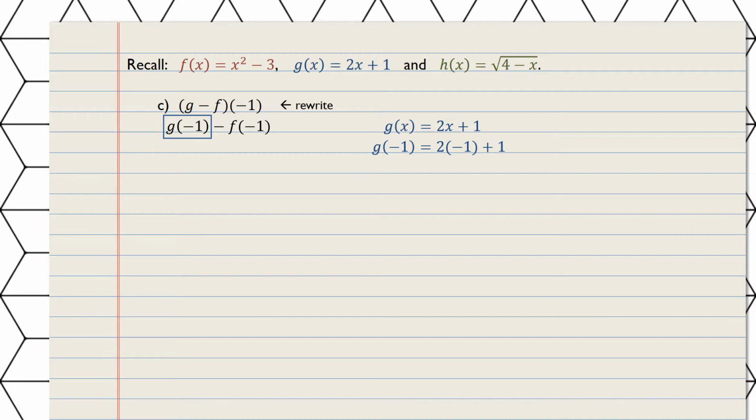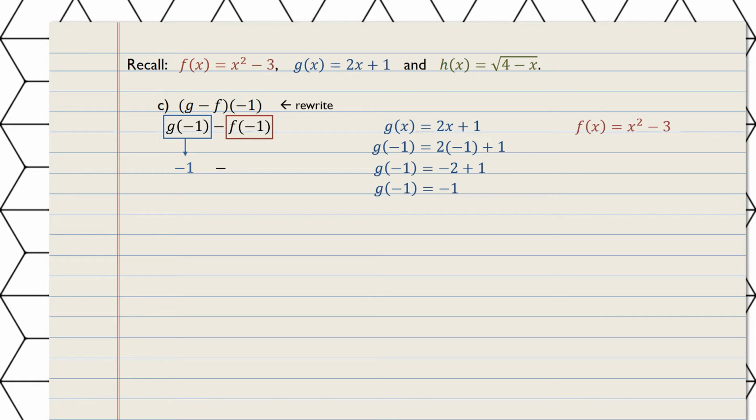From here we follow GEMS. No grouping, no exponents, but there is multiplication. So 2 times negative 1 gives us negative 2. And now we have addition, subtraction, which gives us negative 1. So we can replace g of negative 1 with negative 1. Now the operation in this problem is subtraction, so we must keep the minus sign. And now we look at the next function, which in this case is f.